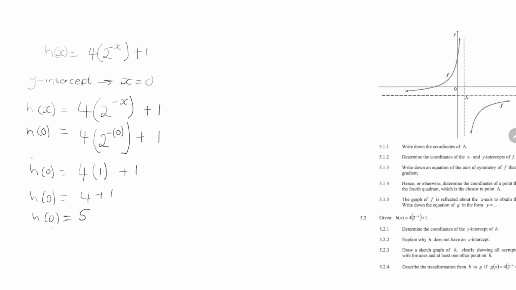Okay, now so we have h of 0. What we're looking for are the coordinates of the y-intercept. So we need to get the coordinates. What we know is for the x value, we already have a 0 because here we made x equal to 0. The y value, that means it's the 5. So the coordinates of the y-intercept of h is (0, 5).